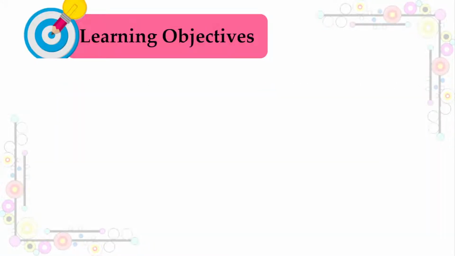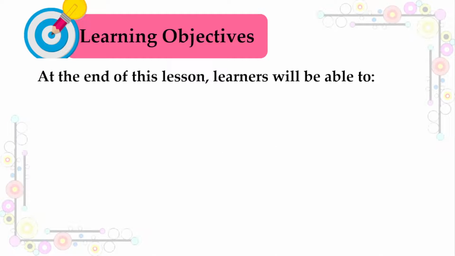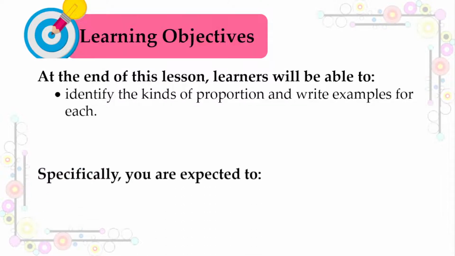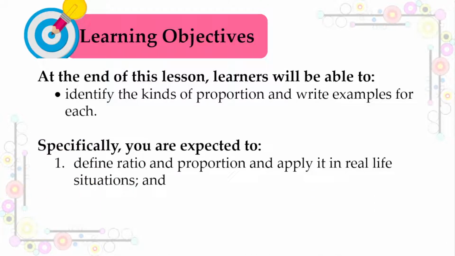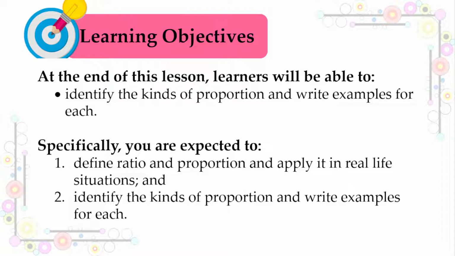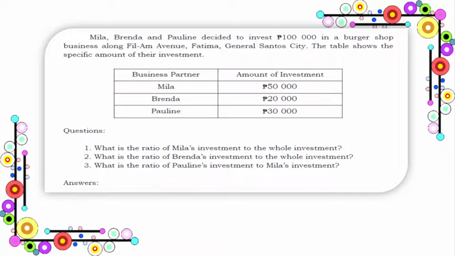So, for our learning objectives, at the end of this lesson, learners will be able to identify the kinds of proportion and write examples for each. Specifically, you are expected to define ratio and proportion and apply it in real-life situations and identify the kinds of proportion and write examples for each. Okay? So, to begin with, let us refresh your mind on the concept of ratio, which is very essential in your learning on different kinds of proportion.